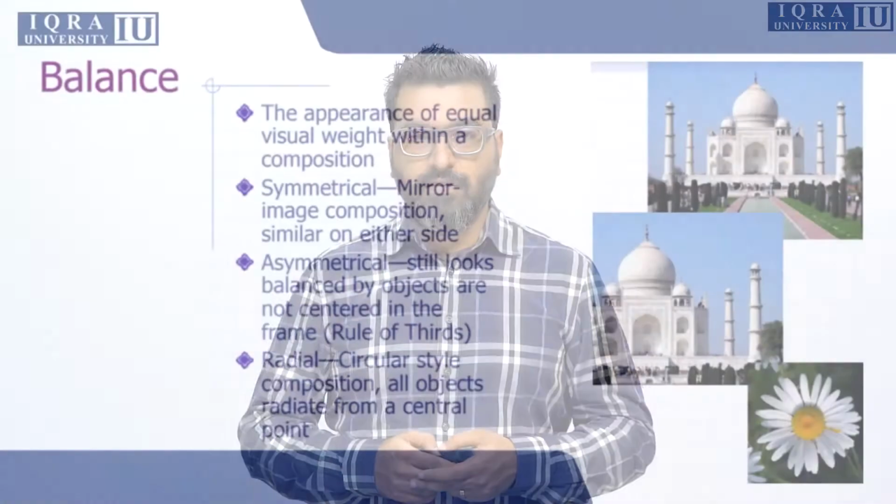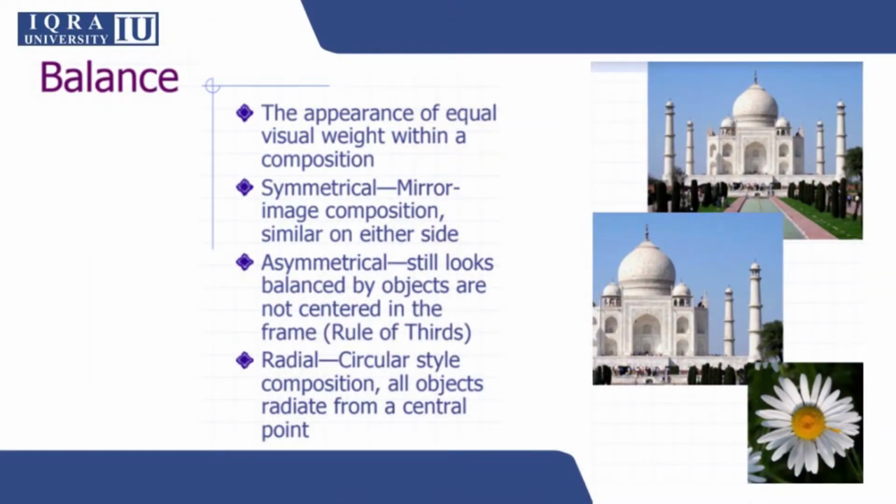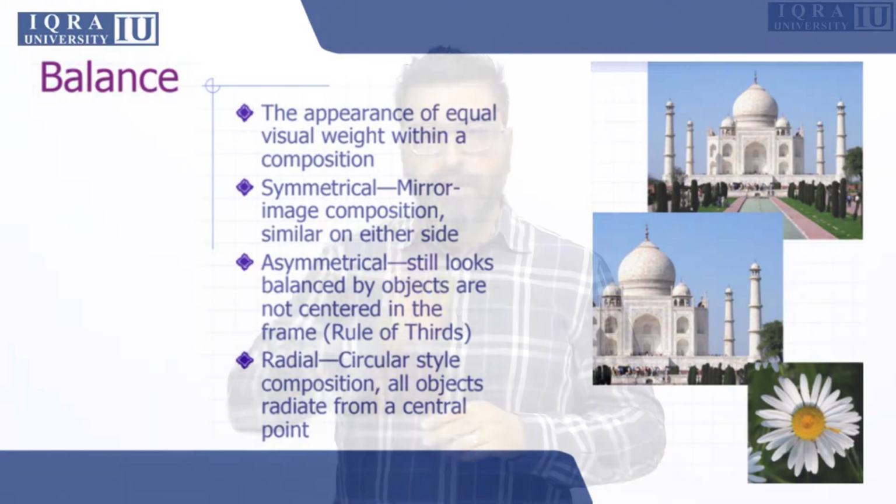So the first type of balance is symmetric balance. Symmetric balance is the composition in which जो frame है आपका photographer का उसमें if you draw a line, vertical line through the center of your frame तो right पे और left पे जितने भी number of elements होंगे वो completely equal होंगे. They would look similar, they would look mirror to each other.